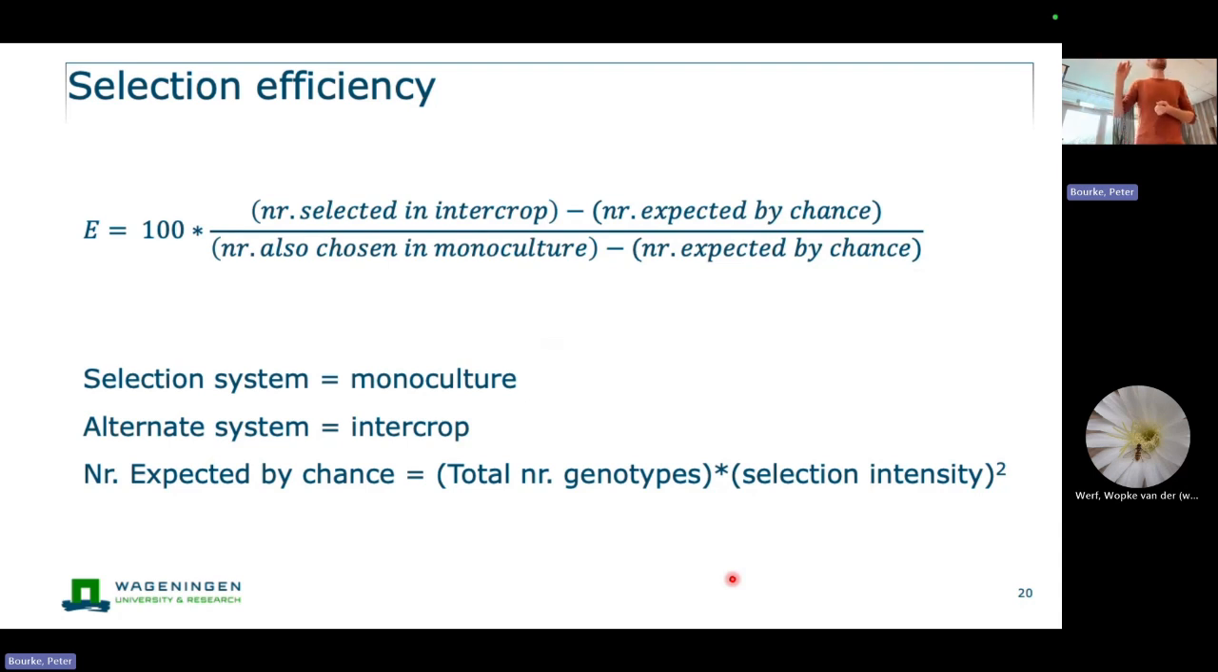And as I said, for me, this is a far better motivator of whether we need to breed in monoculture or intercropping than G times M. That's a bit what I was trying to motivate. Is that clear?